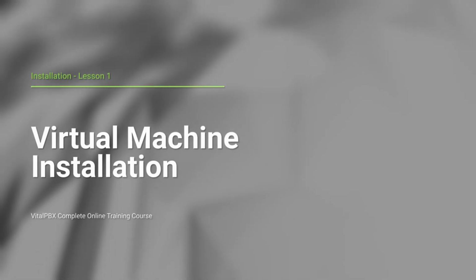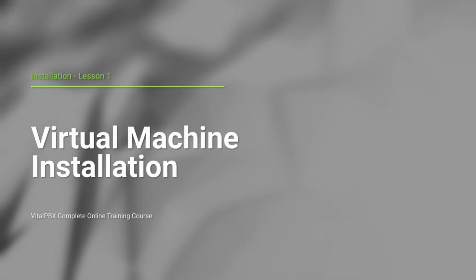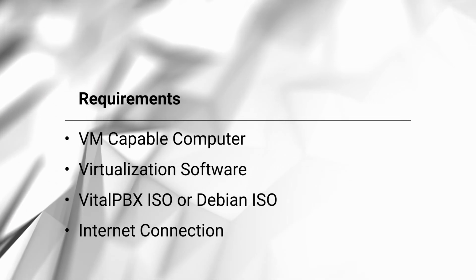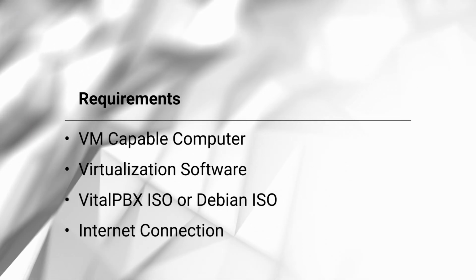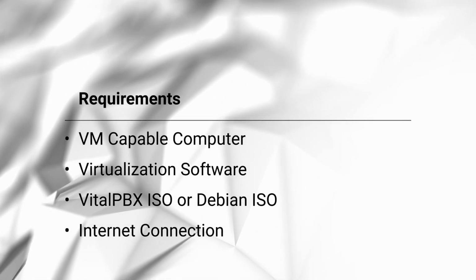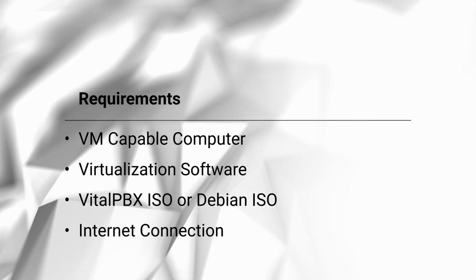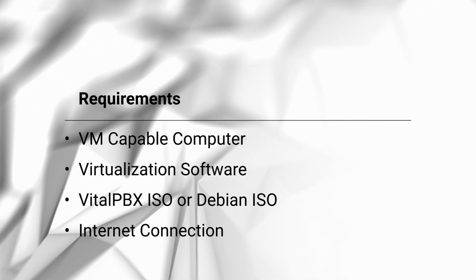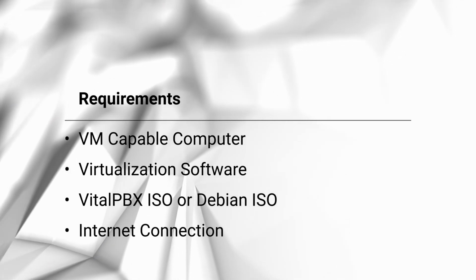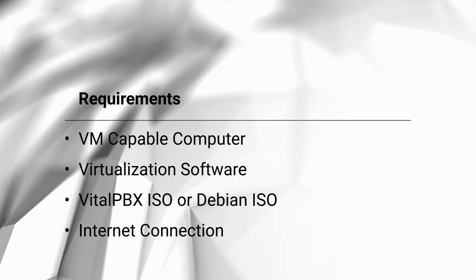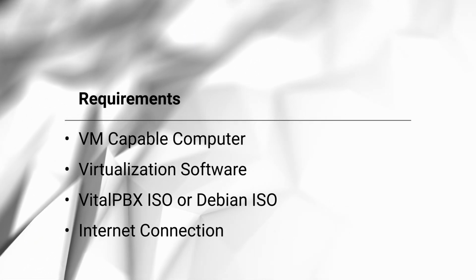Installing VitalPBX in a virtual machine is simple. You will need the following: a virtual machine capable computer, virtualization software. This can be VMWare, Oracle VirtualBox, Proxmox, or any other KVM-based virtualizer. VitalPBX's official ISO image or a Debian minimal installation ISO image, and an internet connection.